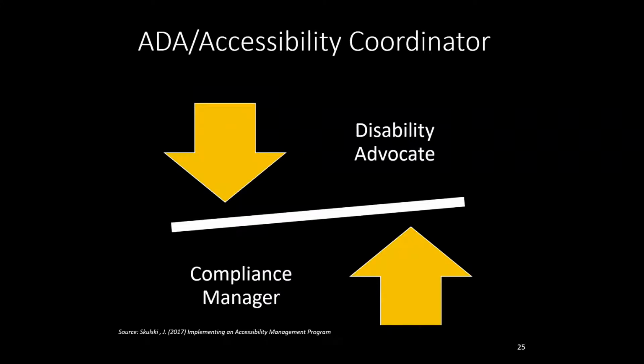The role of the ADA accessibility coordinator, it's a real balancing act. On one side of it, you're the compliance manager, similar to being the safety manager. On the other side of it, you have to be a disability advocate. That person has to have some type of familiarity, some type of personal connection with disability. Does it mean that they have to have a disability?